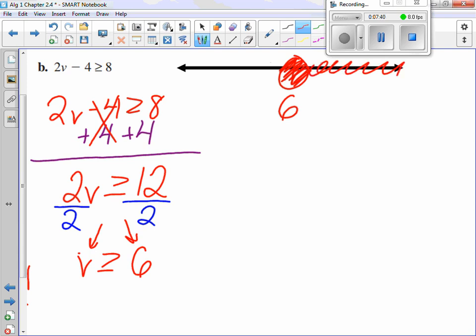Now, if we were saying 6 was greater, then we would shade to the left. But here, because v is greater, v is the bigger number, we shade to the right. We shade towards the numbers that are bigger than 6. And that's it. That's all we have to do on this here.